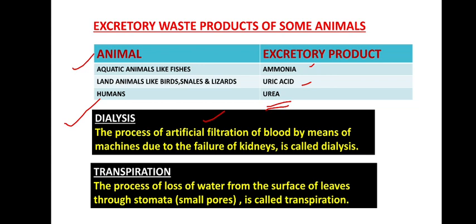Different animals have different excretory organs. Animals like fish, when they live in water, release the ammonia into the water by the process of diffusion. So with that we can conclude that waste products should be removed from the living body.